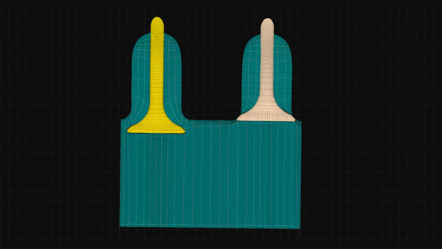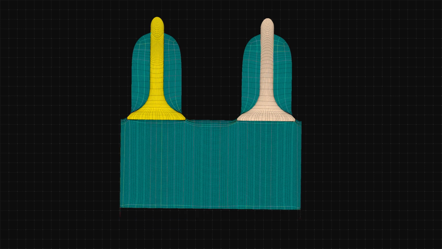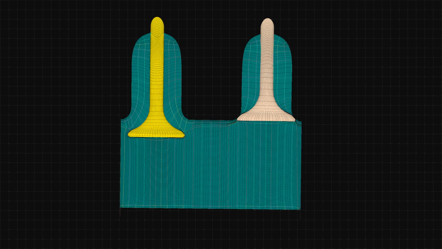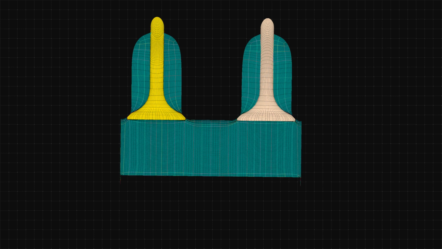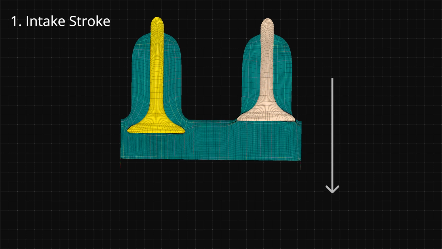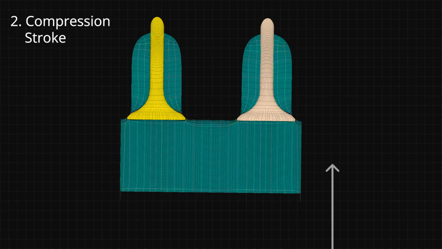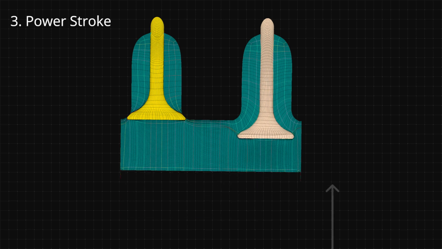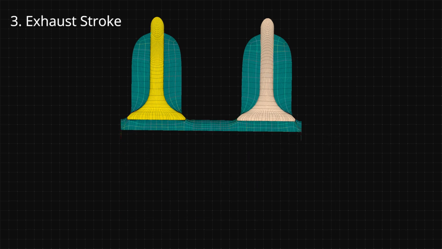The piston head and the intake and exhaust valves all move according to the crank angle. The piston head completes one cycle every 360 degrees from top dead center to bottom dead center and back to top dead center. The piston motion is classified into four parts: intake stroke 0 to 180 degrees, compression stroke 180 to 360 degrees, power stroke 360 to 540 degrees, and exhaust stroke 540 to 720 degrees. The intake valve is usually open during the intake stroke and the exhaust valve during the exhaust stroke.